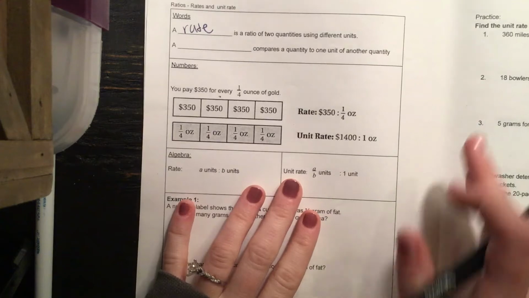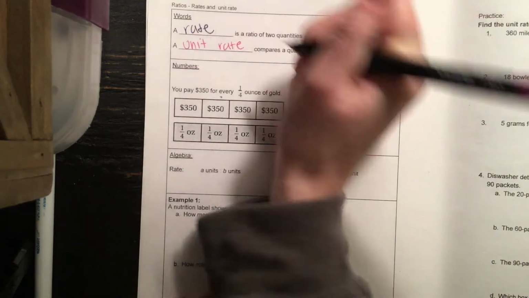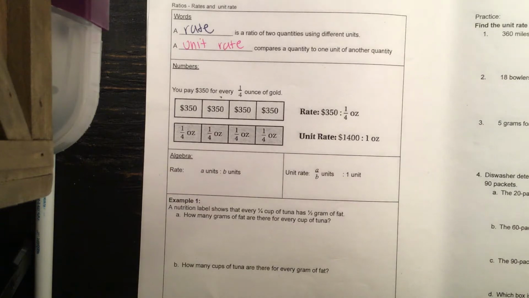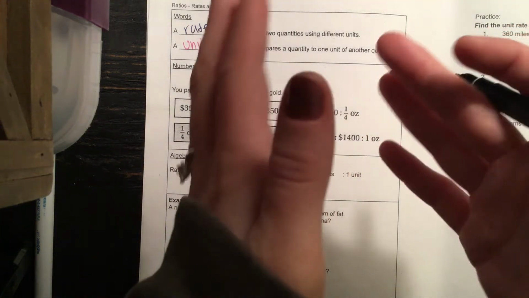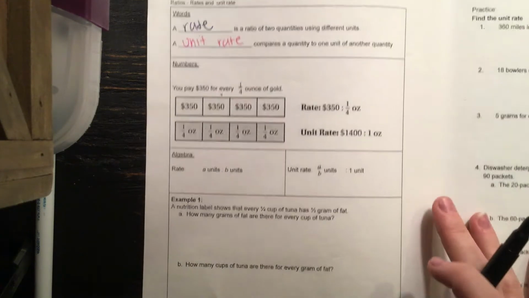So a unit rate compares a quantity of one unit to 1 unit of another quantity. So if you're comparing miles driven and the amount of time in hours it takes, what that boils down to is miles per hour. So that would be a unit rate, miles per hour.